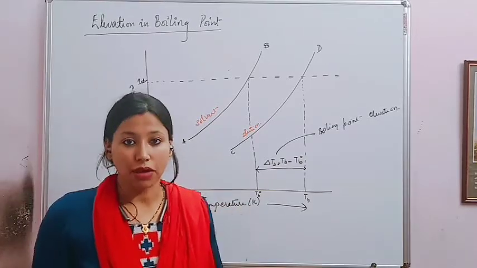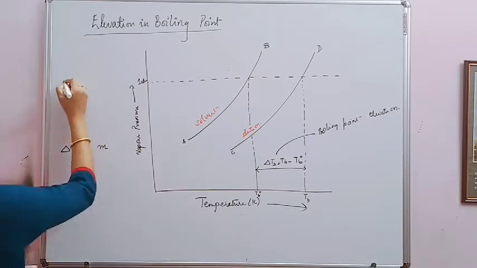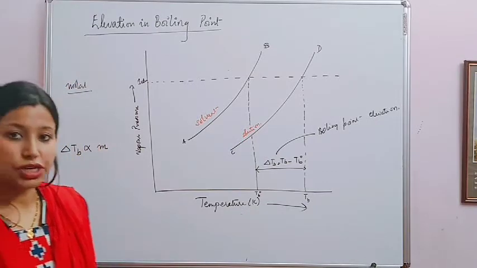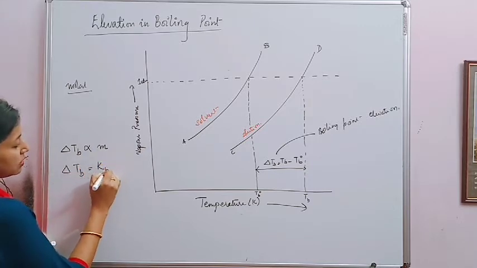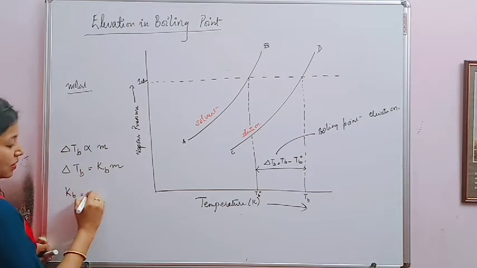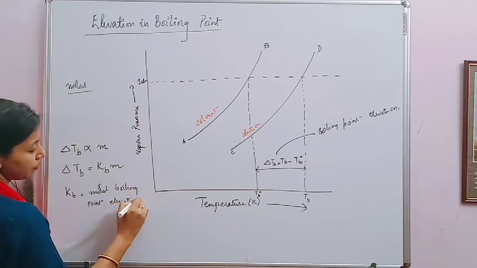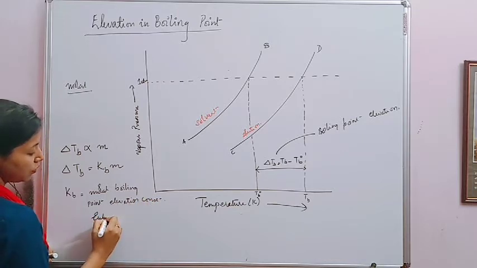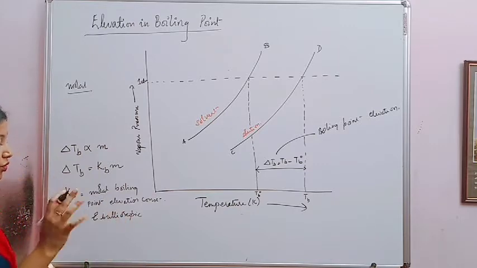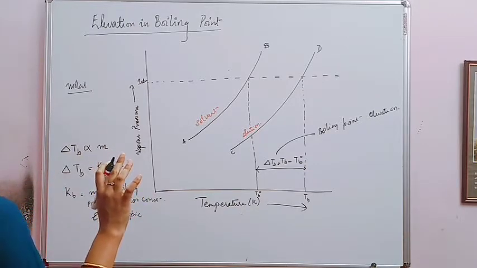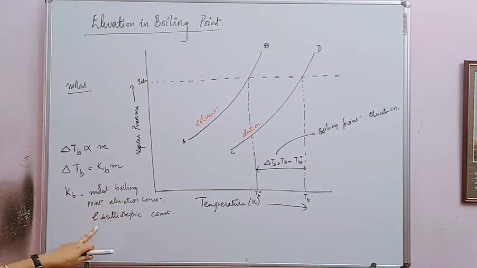Now, it has been experimentally found out that delta TB is directly proportional to the molal concentration of the solution. Okay, the proportionality sign is replaced by a constant Kb. What is Kb? Kb is the molal boiling point elevation constant, which is also known as ebullioscopic constant. Let me just check the spelling. Ebullioscopic constant. Okay. So Kb is the molal boiling point elevation constant, which is also known as ebullioscopic constant.